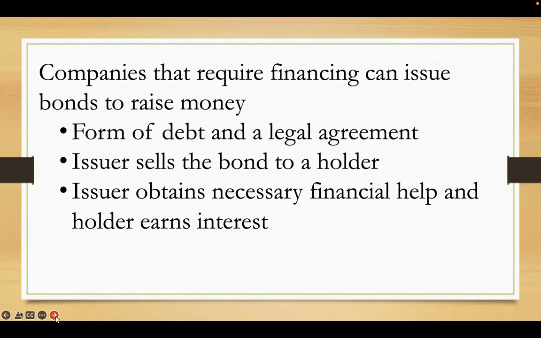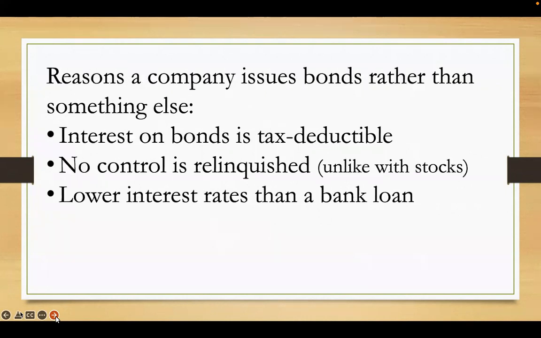Now, the holder then pays the money for the bond, which then allows the company to use that money for whatever they need. The issuer gets that financial help, and the bond holder earns interest. So it's kind of like putting money in a savings account for the bond holder. You're giving money to the issuer, and then later they will pay you back with interest.